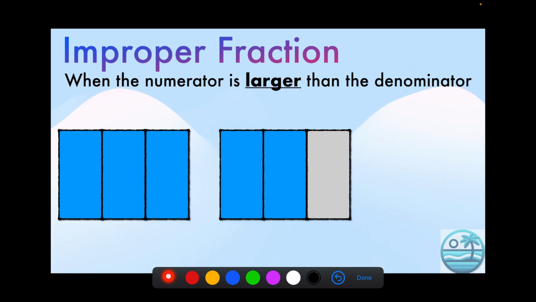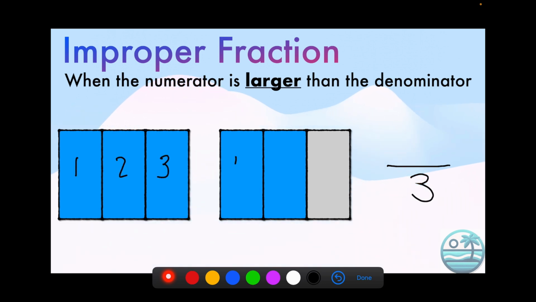Here you can see we have 2 rectangles. Each rectangle has 3 parts to it. Again, our denominator is the part of one whole. So one whole rectangle has 3 parts. And we have a total of 1, 2, 3, 4, 5 parts. We have 5/3 of a rectangle. If we have an improper fraction, it tells us that we have more than 1.